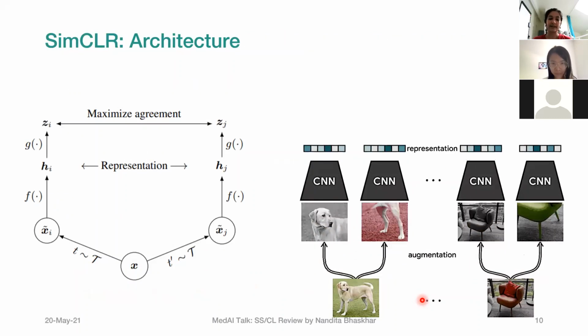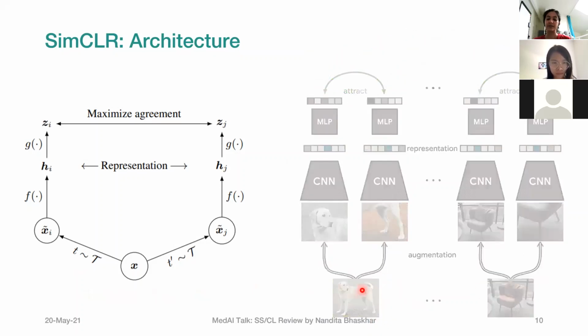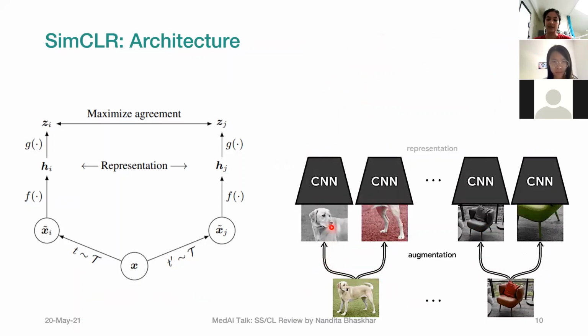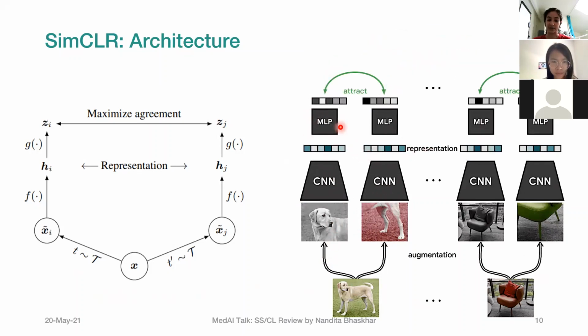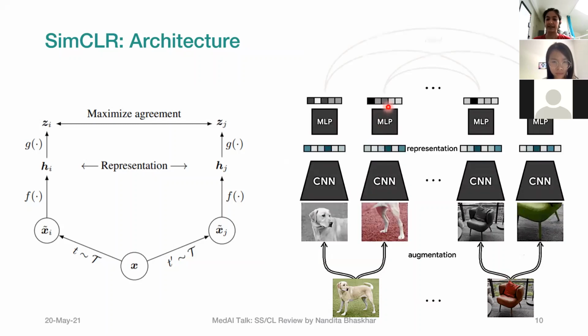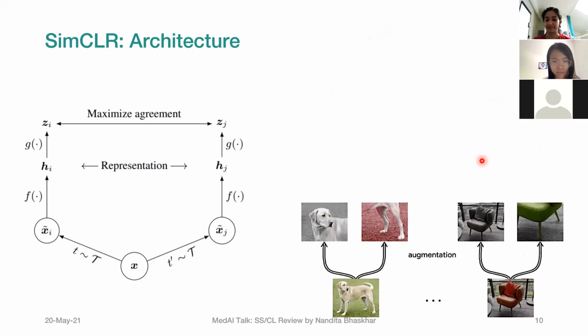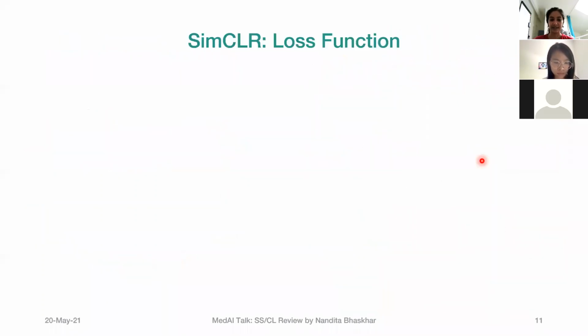The SimCLR architecture is pretty simple. You start with different images, and then you take multiple views of the same image. These two images are passed to the encoders to get the corresponding representations, which are then passed to this projection head. And there is this attraction and repulsion where you want to maximize agreement between views of the same image and minimize the agreement between views of different images. This attraction and repulsion is actually handled by the loss function. SimCLR uses the noise contrastive estimator loss.